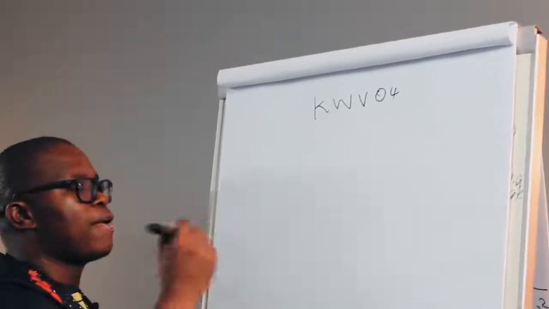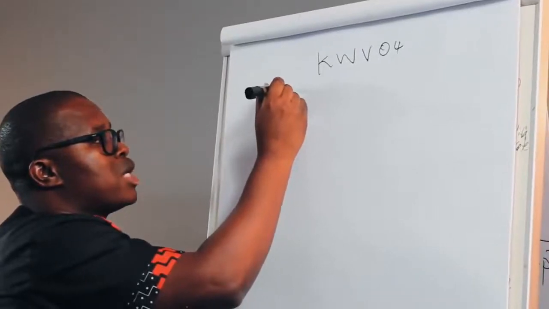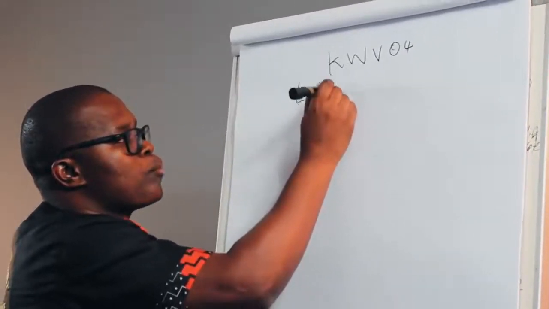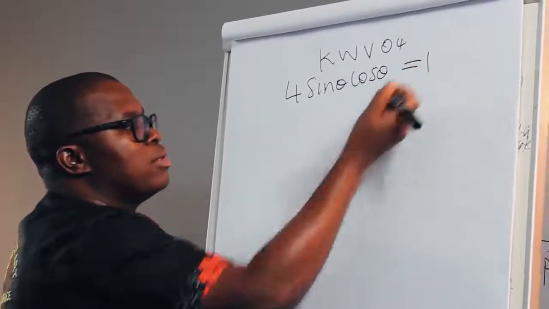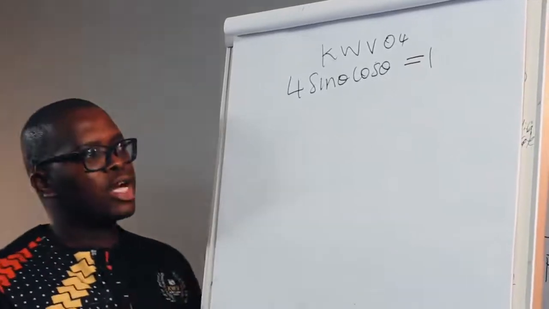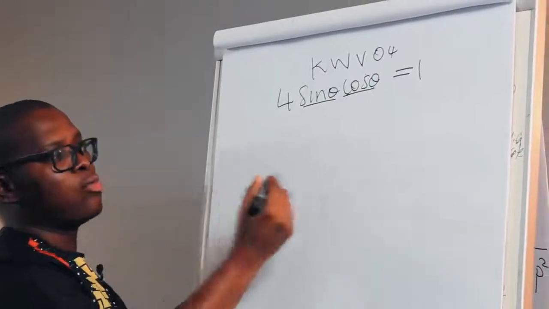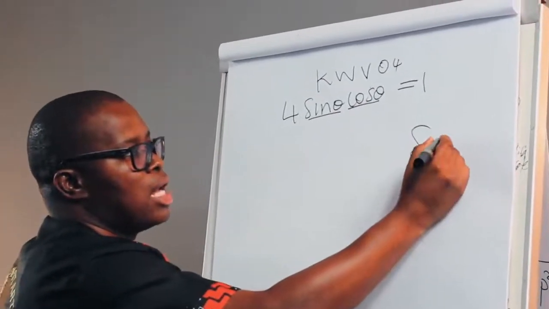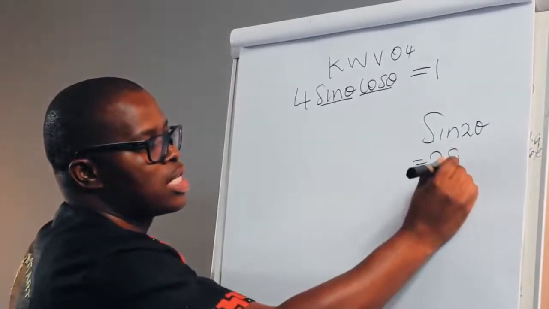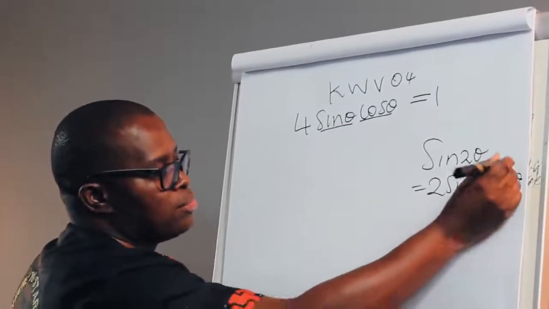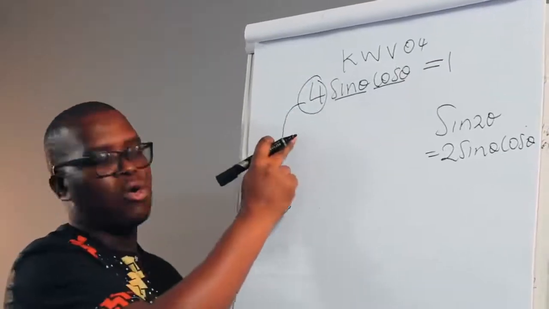In grade 12, they can give you the double angle to say this is 4 sine theta cos theta equal to 1. If you look at this one, if you have sine theta and cos theta, you think of a double angle. Double angle sine is given by what? 2 sine theta cos theta. Now, here we are given 4 instead of 2.